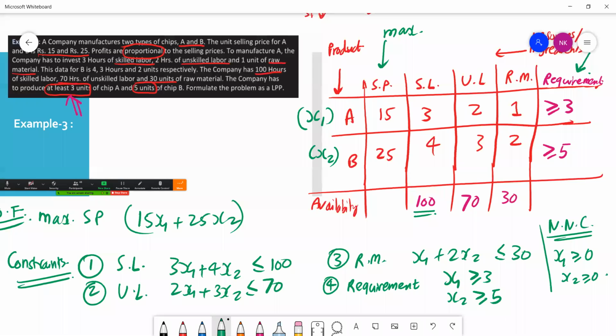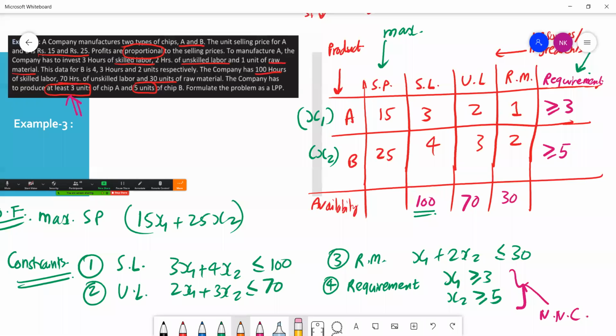But if you correlate these two things, x1 greater or equal to 3, x2 greater or equal to 5, that means my x1 must be greater than 0, and in the requirement it's given that x1 is greater than 3. So both these constraints by default serve as the non-negative constraints also. We don't need to write the non-negative constraint in this particular example, because the fourth one, the requirement constraint, itself serves as the non-negative constraint.